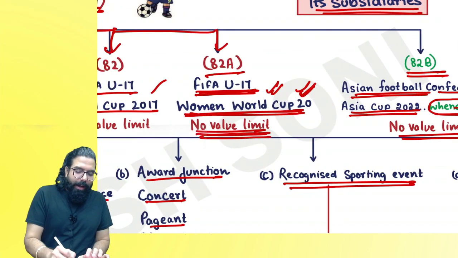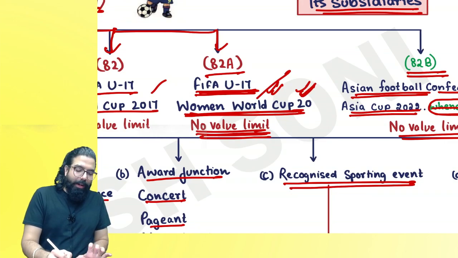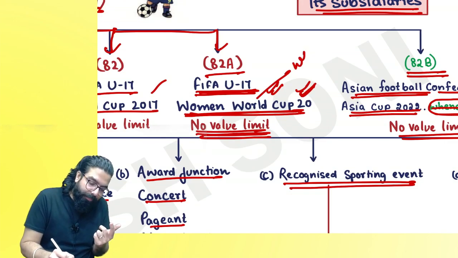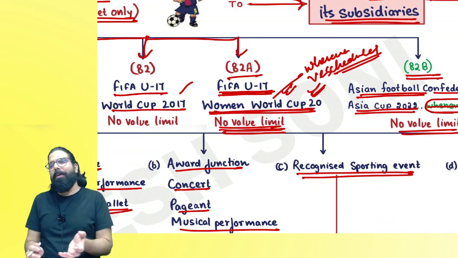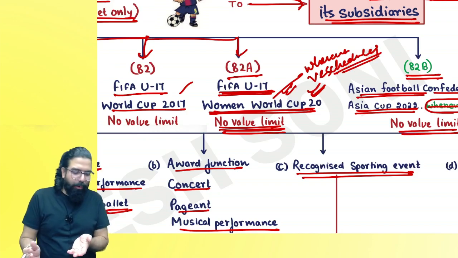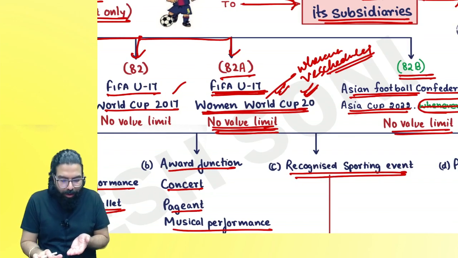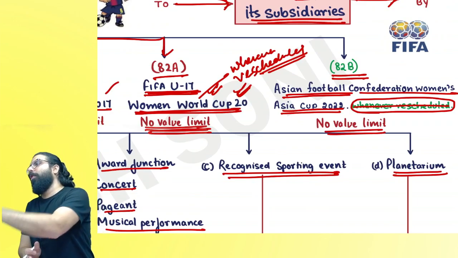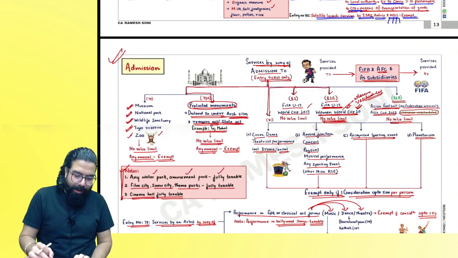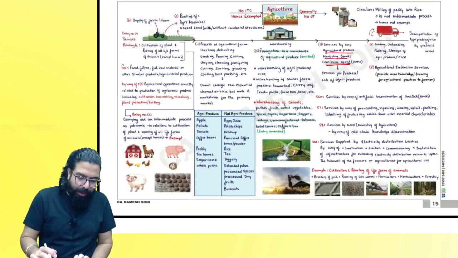So you can cut and write over here: Women World Cup 2020, whenever rescheduled, the tickets which will be sold, there will be no GST. You can write over here whatever it is. Women World Cup 2020. Asian Football Confederation 2022 Cup, whatever entry tickets there will be, there will be no GST. Are we all clear till here? Everyone over here, let's go ahead. Please come down.